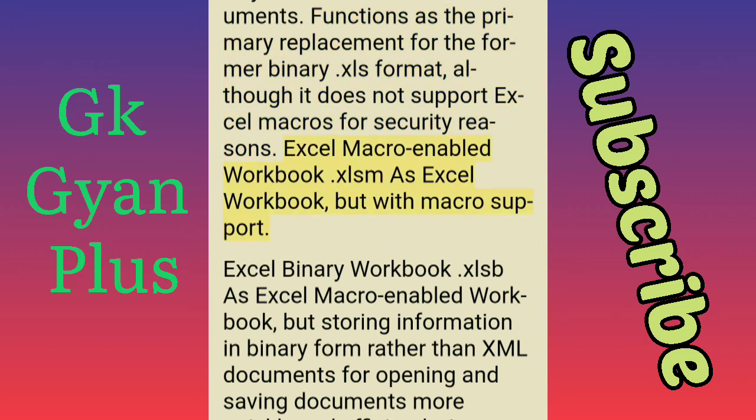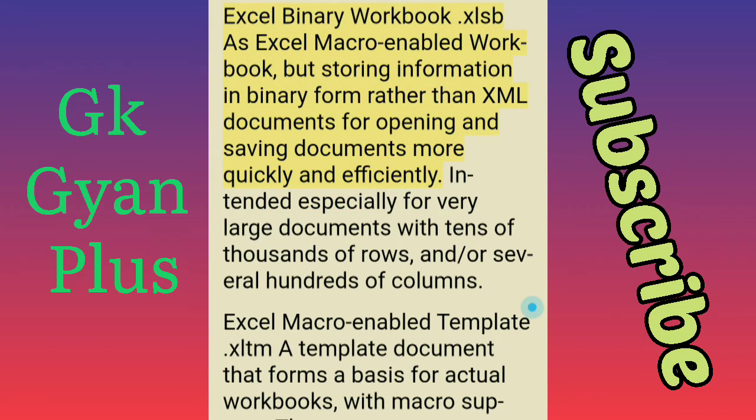Excel macro-enabled workbook, XLSM: as Excel workbook, but with macro support. Excel binary workbook, XLSB: as Excel macro-enabled workbook, but storing information in binary form rather than XML documents for opening and saving documents more quickly and efficiently. Intended especially for very large documents with tens of thousands of rows, and/or several hundreds of columns.